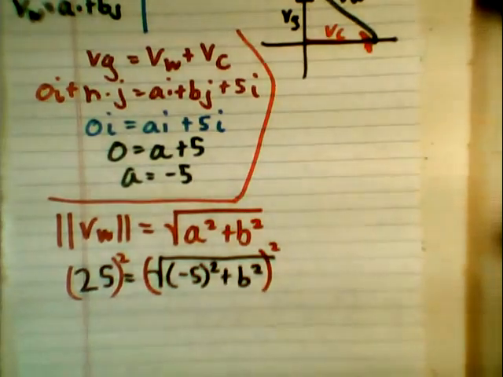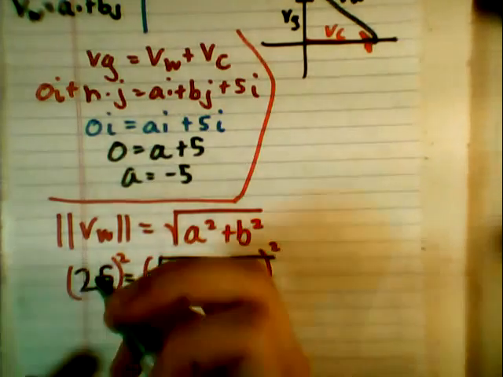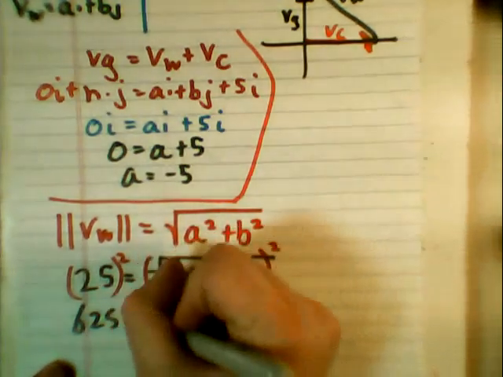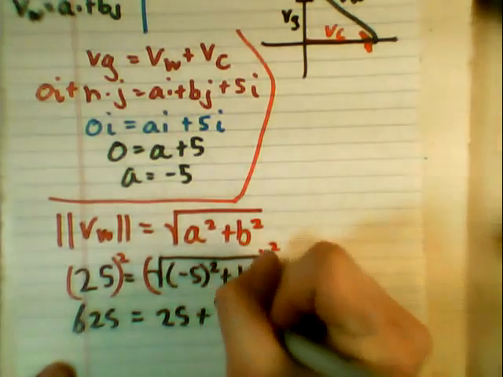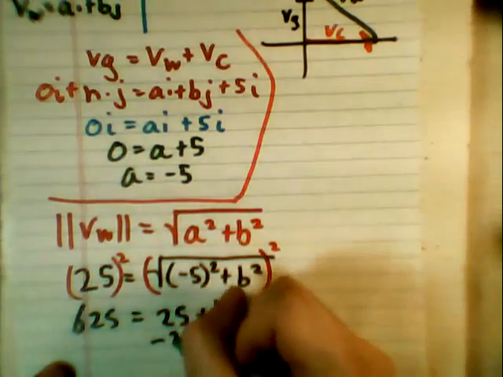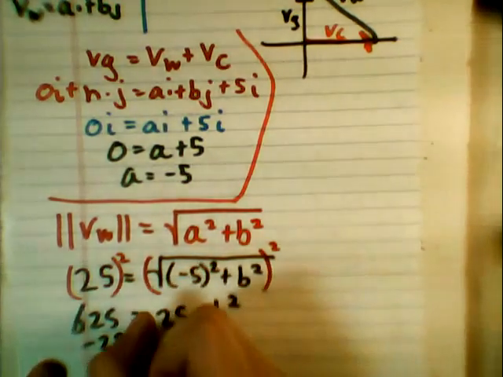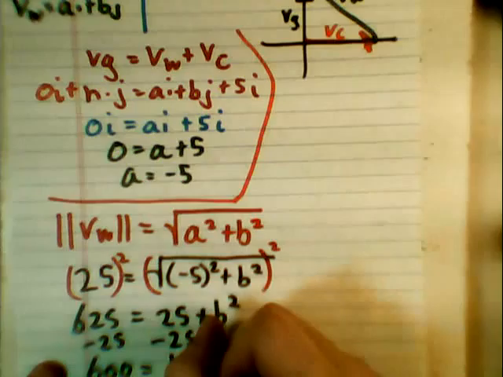So 25 squared, that gets us 625. And then negative 5 squared is 25. And b squared just stays b squared. So subtract the 25 from both sides. You get 600 equals b squared.